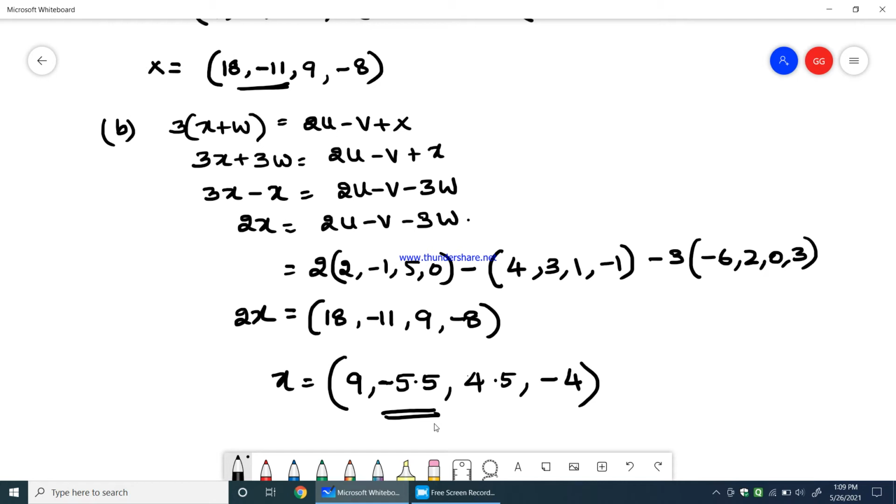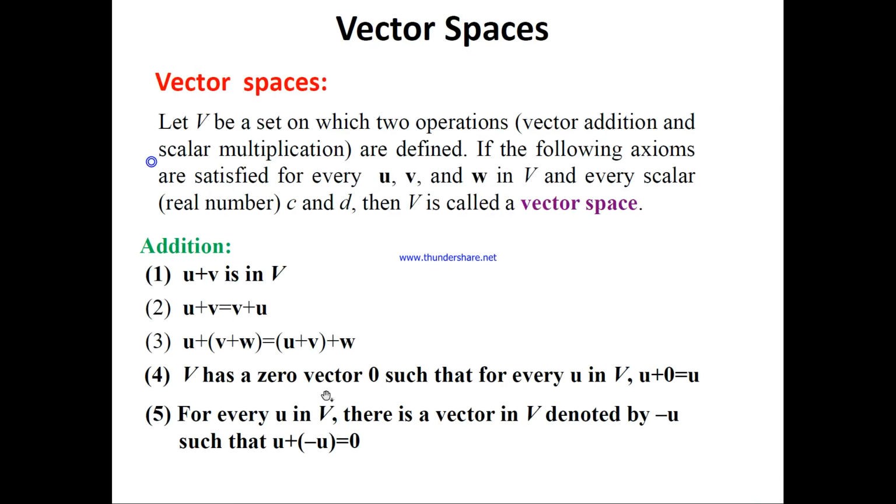So this example has been shown to you to see how vector addition or scalar multiplication is done with vectors, so that we can find the solution for any given vectors to find any other vector. Okay, fine. Now we'll see what is a vector space, and we'll see the definition of vector space.